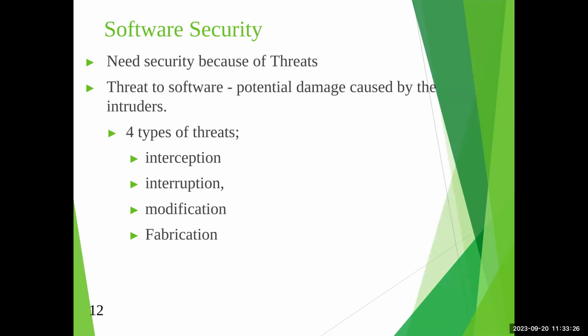Software security is about how to overcome threats. Now we have to identify what the threats are. There are four types of threats: interception, interruption, modification, and fabrication. You will see what those are.